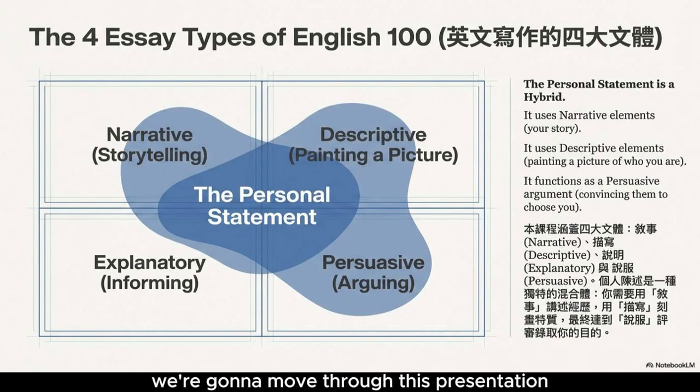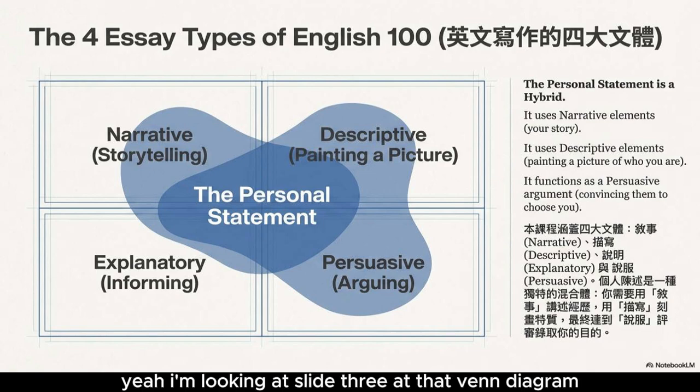We're going to move through this presentation slide by slide in order just to see if we can optimize the instruction. I'm ready. Let's pull up that first section. Okay, starting with slides 1 through 3. The presentation establishes the personal statement as a hybrid of narrative, descriptive, and persuasive elements, but I feel the relationship between them needs a much sharper definition.